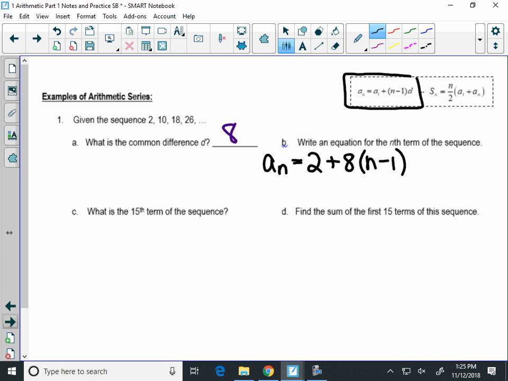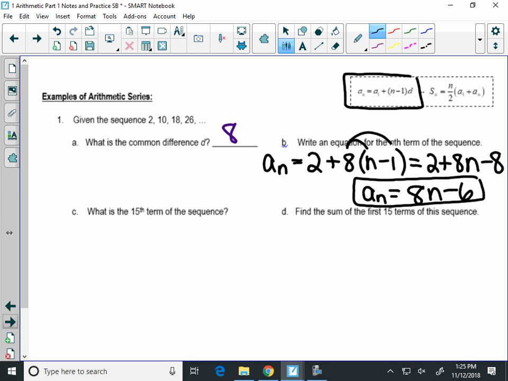But again, I don't typically want to leave that formula. If I tell you to write a formula, I want to simplify it as much as possible. So I'm going to distribute the 8 here. And that'll give me 2 plus 8n minus 8. So what is the actual formula when you simplify it? 8n minus 6. You guys okay with that? Hope so. All we did was distribute and collect like terms. Okay. Well, that formula is what we use to find any term we want.